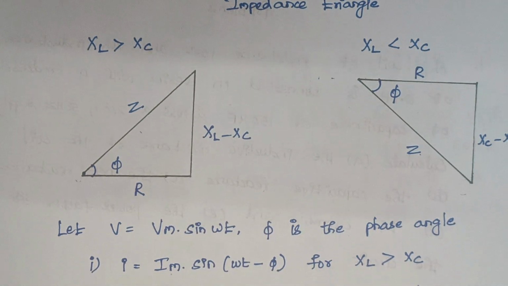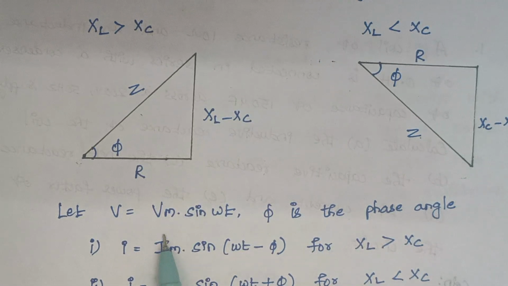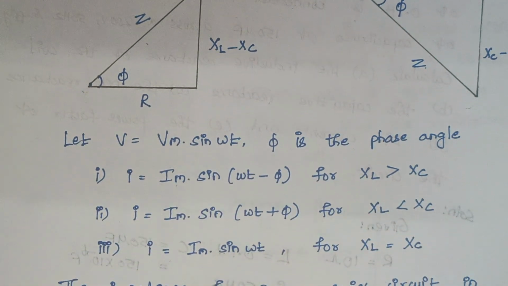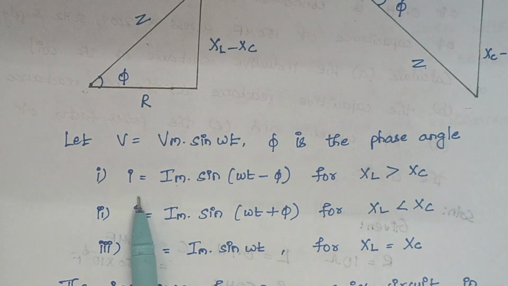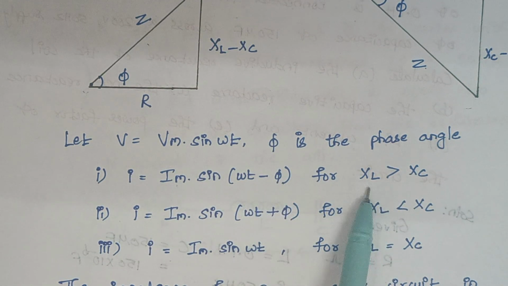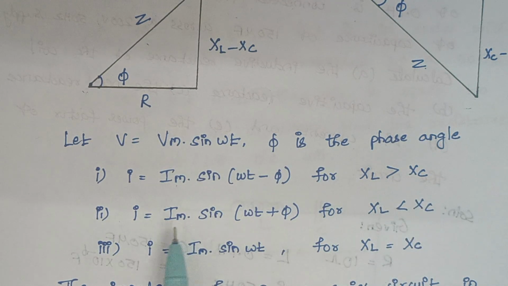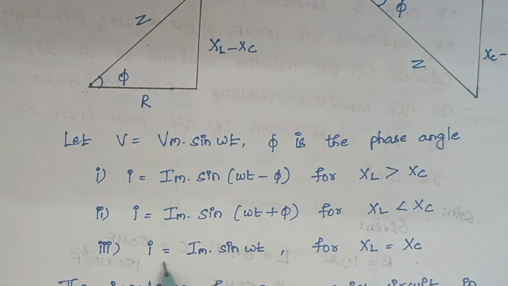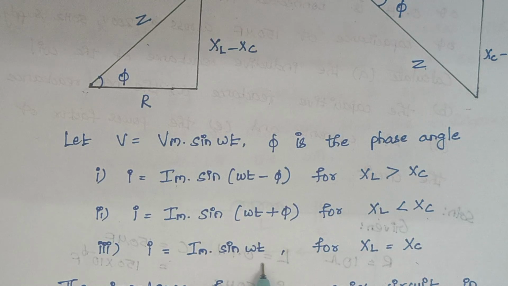Now you see, V is nothing but the source voltage. It is Vm into sine omega t, and phi is the phase angle, right? So we are going to write expressions for I. So I is nothing but Im into sine omega t minus phi in the case of XL greater than XC. And here it is I equal to Im sine of omega t plus phi when XL is less than XC or XC is greater than XL, right? And here when XL is equal to XC, our expression is I is equal to Im into sine omega t, right?